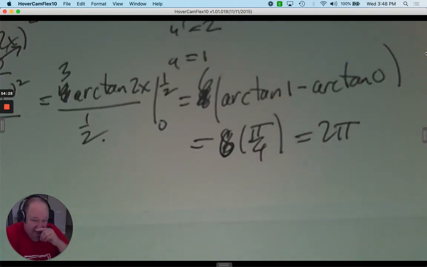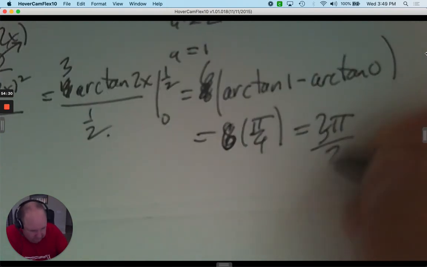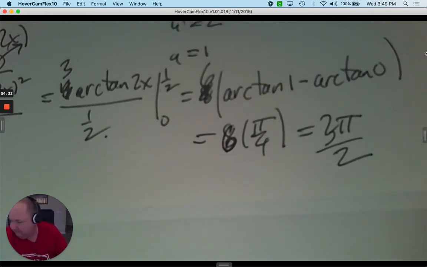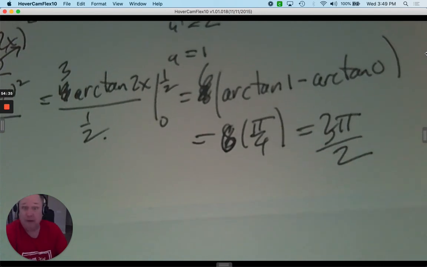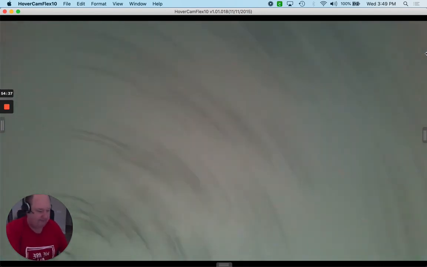So if I do that, that's 3 pi over 2, if I reduce it down. Doesn't help, right? If you write down the question wrong right at the beginning. All right, 29.